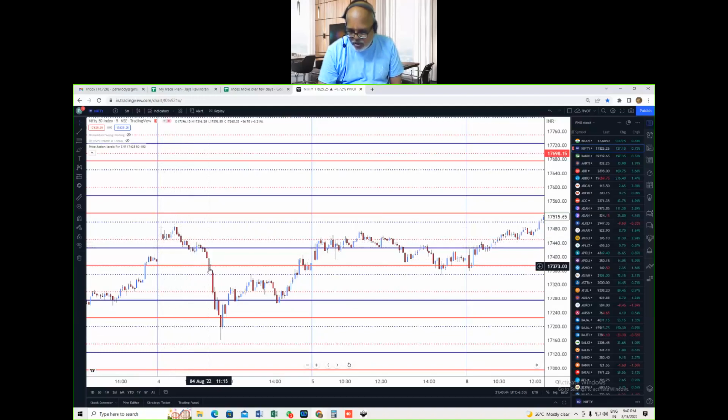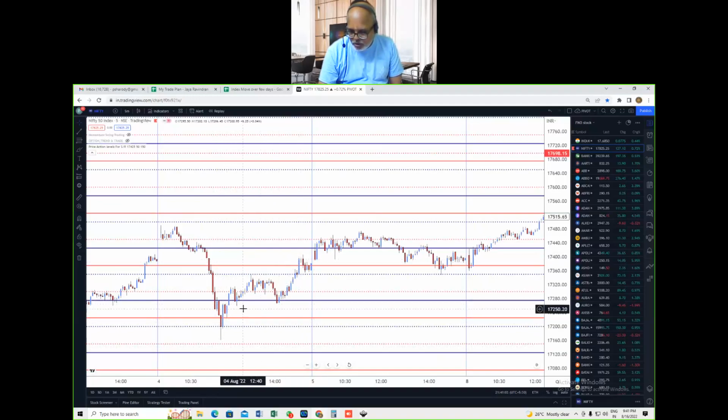Once it cracked below this, you could have initiated a trade at the second candle here. The market would have taken your trade and that market came to the target. Similarly, after making a new low, it had gone up. You could have initiated a trade here and you would have got approximately 100 points profit.